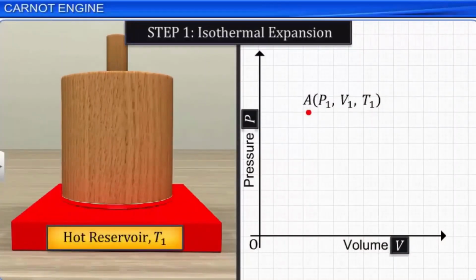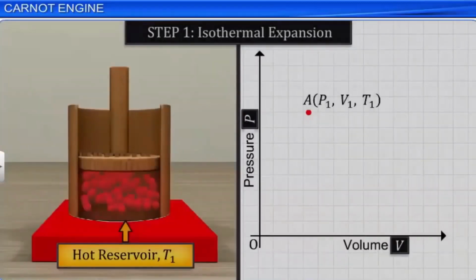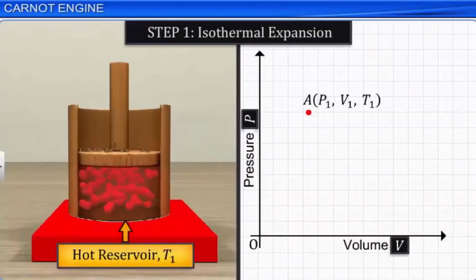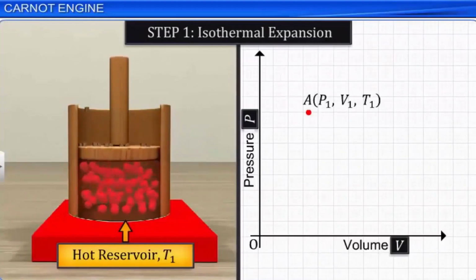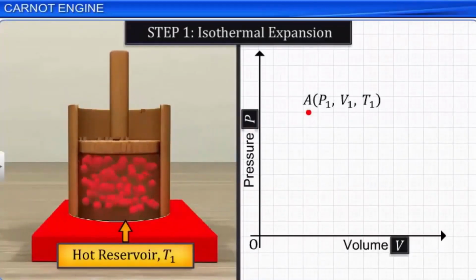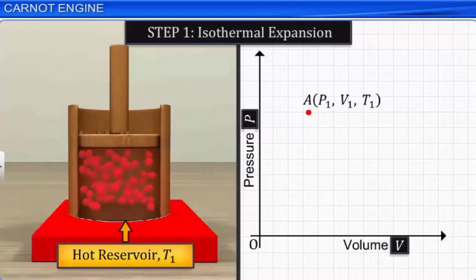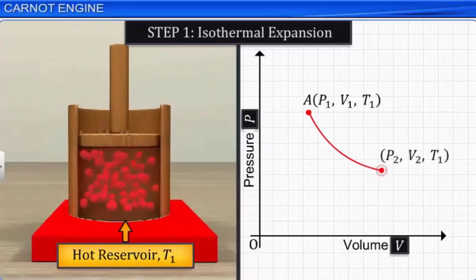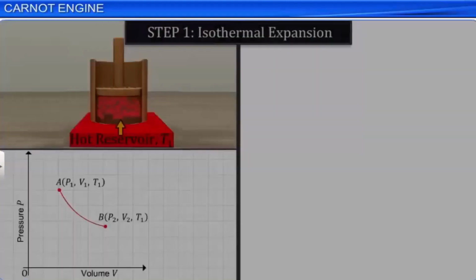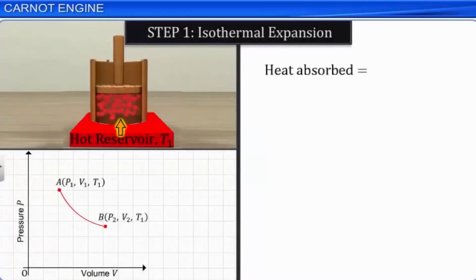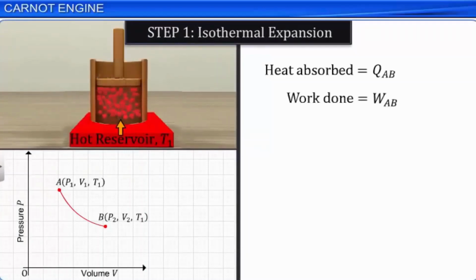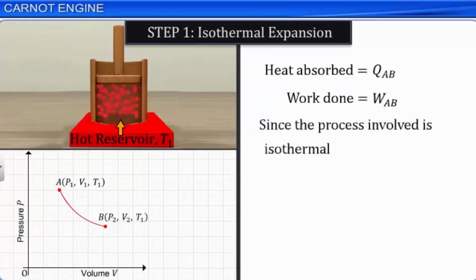During this expansion, let the state of the gas change to P2, V2, T1, which is identified by point B in the PV diagram. Let the heat absorbed by the gas be QAB and the work done by the gas be WAB. For an isothermal process, there is no change in the temperature of the system, and hence the change in the internal energy is zero. Therefore, the heat absorbed by the system is equal to the work done by it.